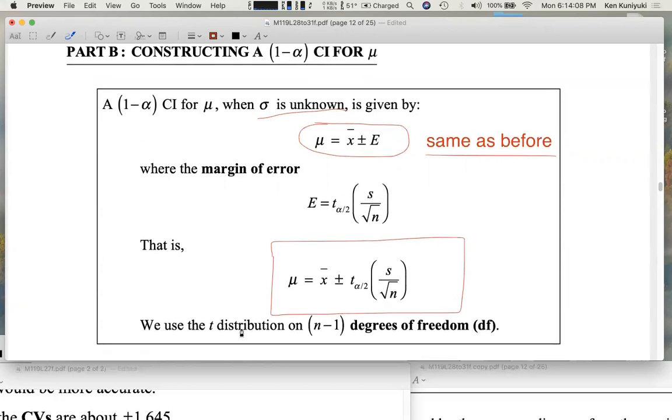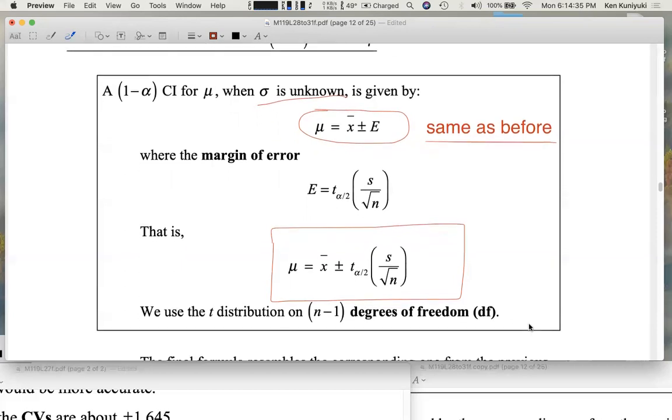And we're going to use the t-distribution on n-1 degrees of freedom, where n is the sample size. Remember that there's only one standard normal z-distribution, but we have infinitely many t-distributions indexed by the number of degrees of freedom. We want the one on n-1 df, where n is the sample size. This formula may change for different applications down the line in statistics.